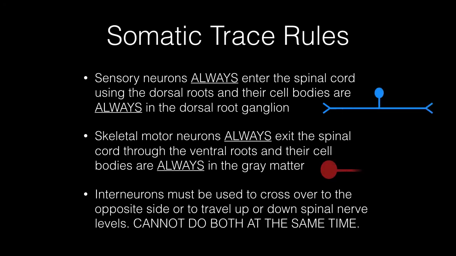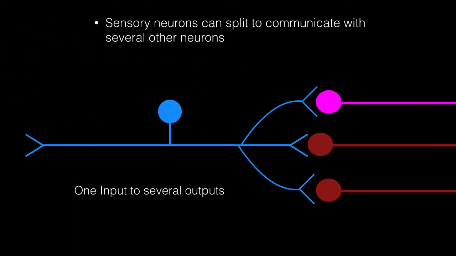And here's how we're going to draw these with the colors corresponding. So one thing to know, sensory neurons can split to communicate with other neurons. So here's one input there on the left communicating with 3 outputs. So that looks like it's communicating with 2 skeletal neurons and an interneuron. So if you have one stimulus that's causing multiple things, the sensory neurons can do this.